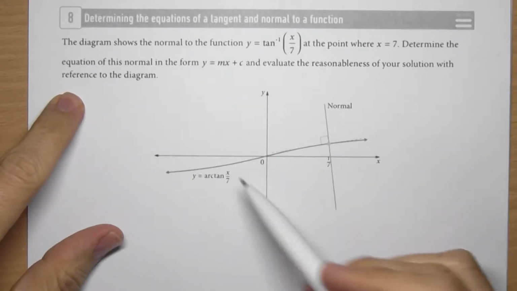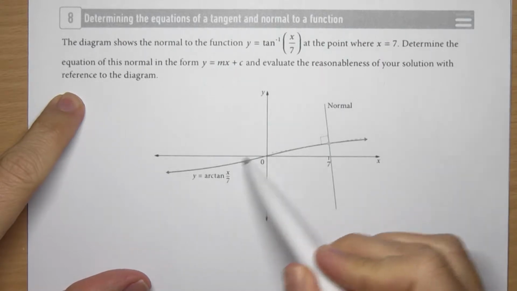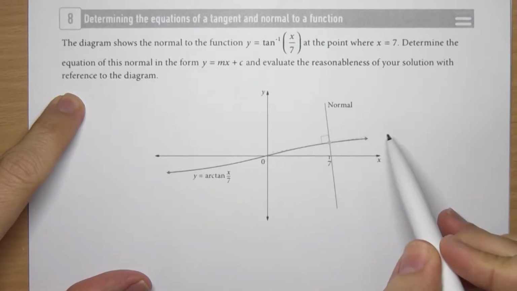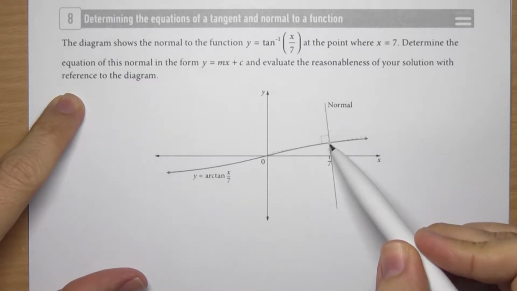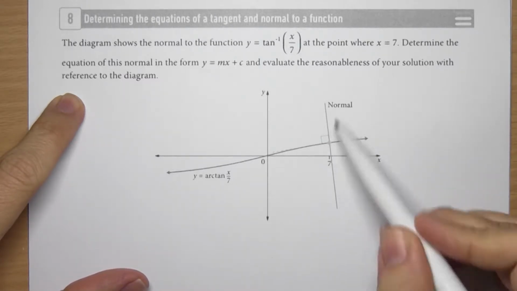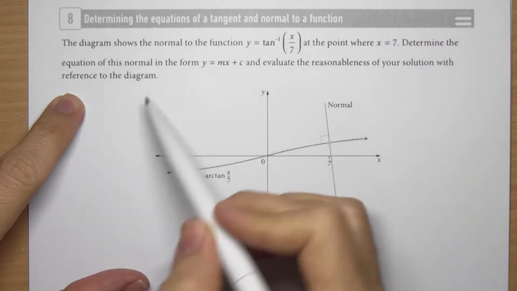This diagram shows the normal to the function arctan of x on 7 at the point where x equals 7. Determine the equation of this normal and evaluate how reasonable my solution is with reference to the diagram.